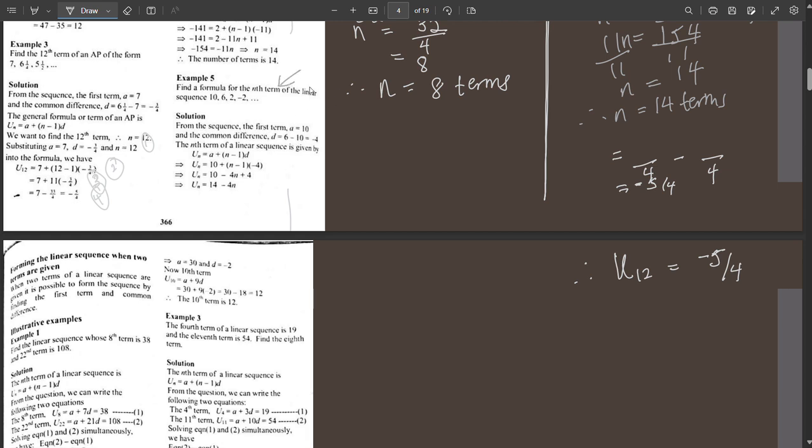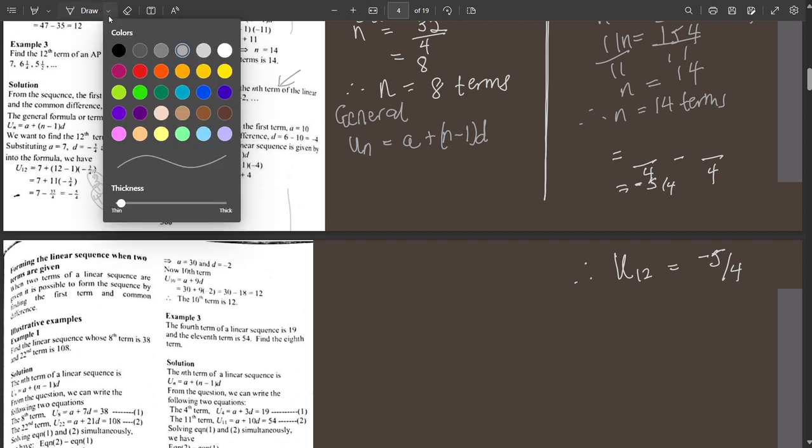Example 5 also is another form where the questions can be asked. Find the formula for the nth term of the linear sequence. It means there's a formula for every sequence, right? So this is the general formula for every linear sequence. But what is the formula for this sequence? All we do in finding the formula for the sequence is putting in the constants and then you simplify it.